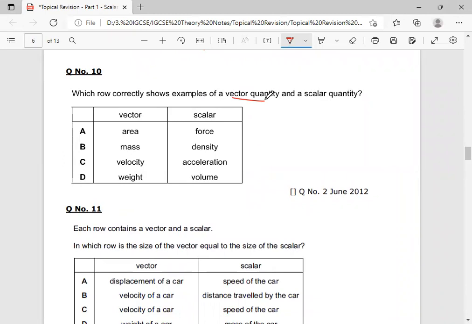Examples of a vector quantity and a scalar quantity. Area is a scalar, mass is a scalar. So out of these two options, we have to just select the correct one. Under the scalar quantity column, force is a vector quantity. So which is now the correct option? Option D is the correct option, because weight is a vector quantity and volume is a scalar quantity.